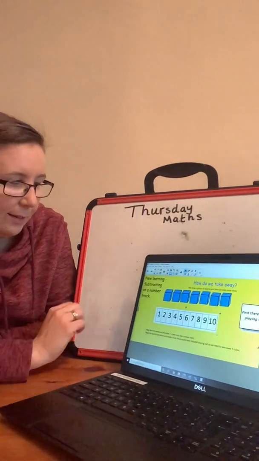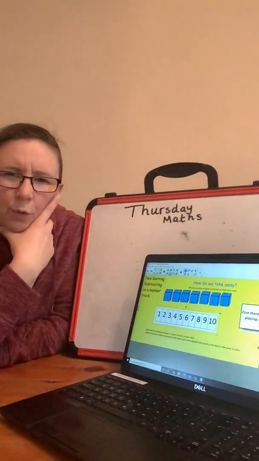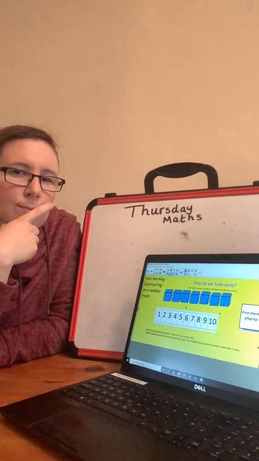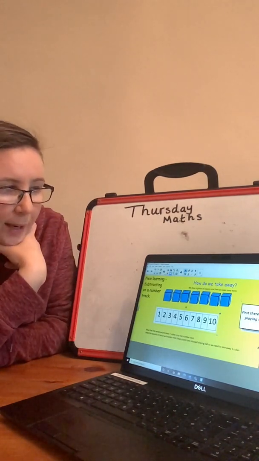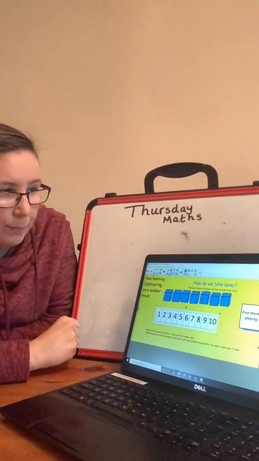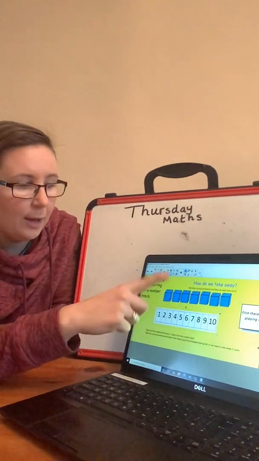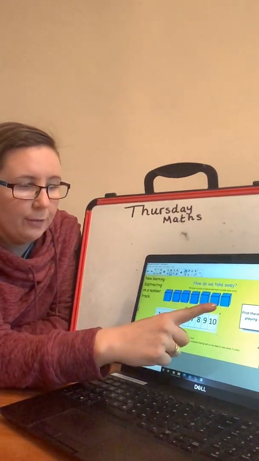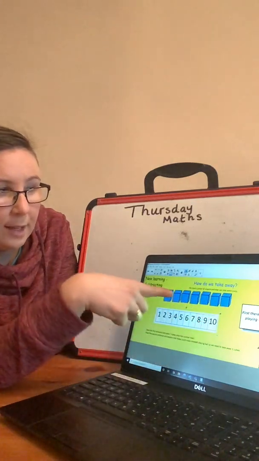Well done. Now let's have a look. We are going to have a look at taking away. Now, how do we take away? Can you remember? Yes, that's right. We have a group of objects and then we take some away. So let's see how many cubes we've got here and see if you can count out the same at home. Ready? 1, 2, 3, 4, 5, 6, 7 cubes.